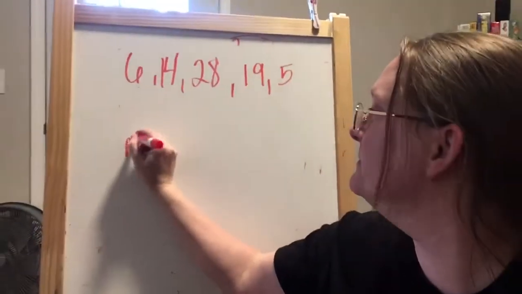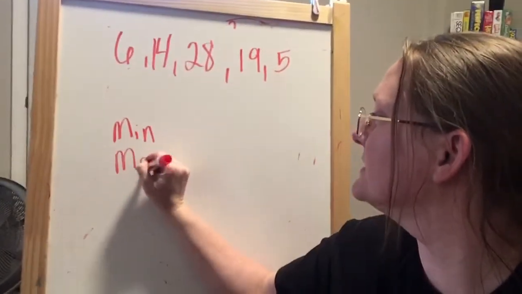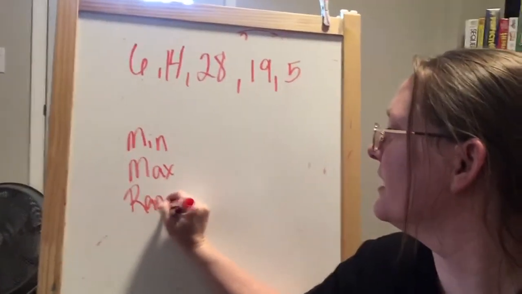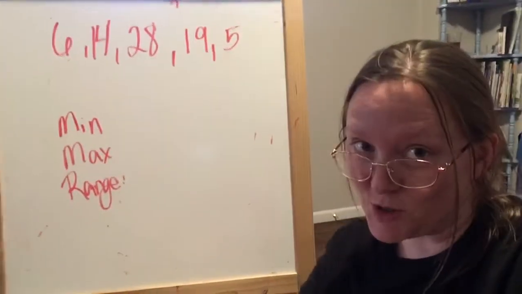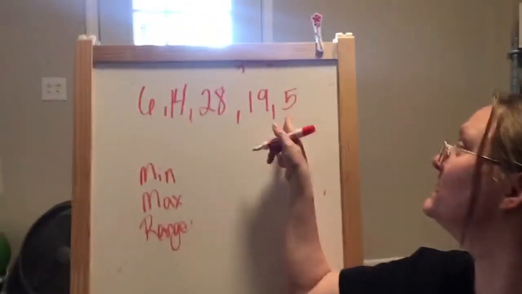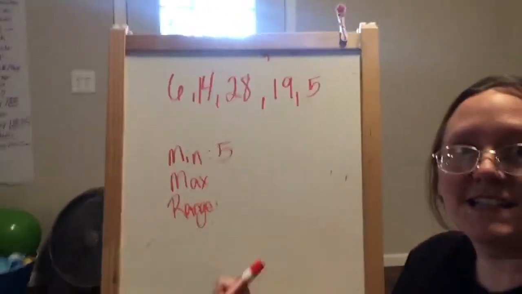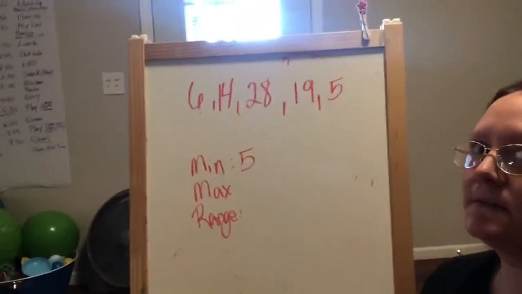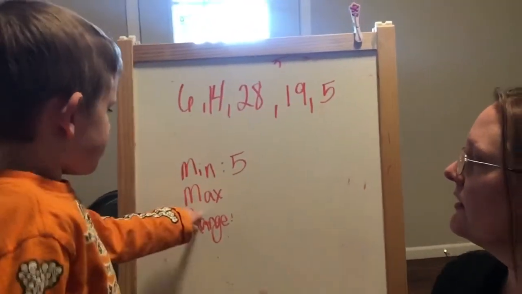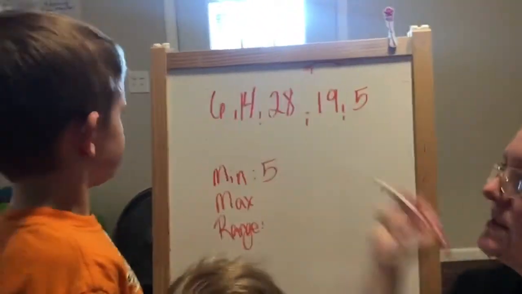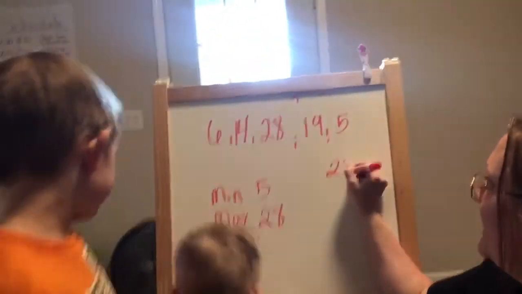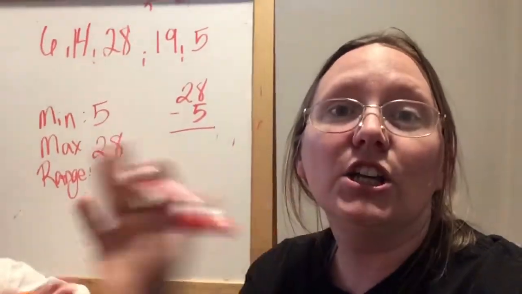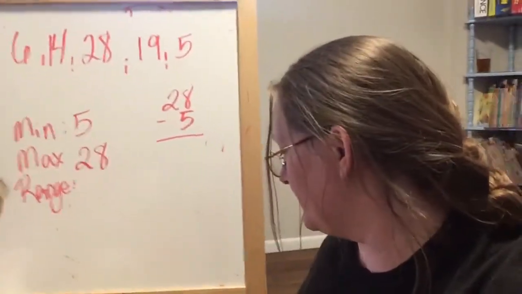Okay, so we have minimum, maximum, and range. Minimum is the smallest. So if we look up here, my smallest one was 5. Maximum is the biggest. Which number is the biggest? 28. Very good. And so then we're going to take 28 and we're going to minus 5, because we're going to take the difference between your minimum and your maximum.